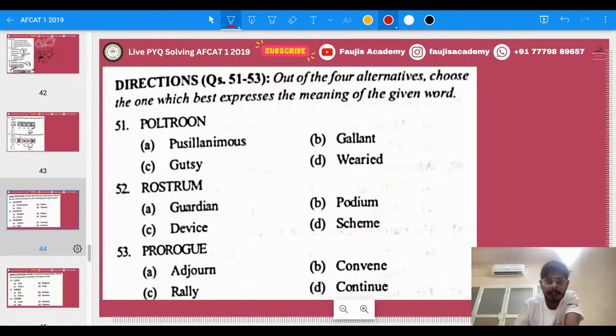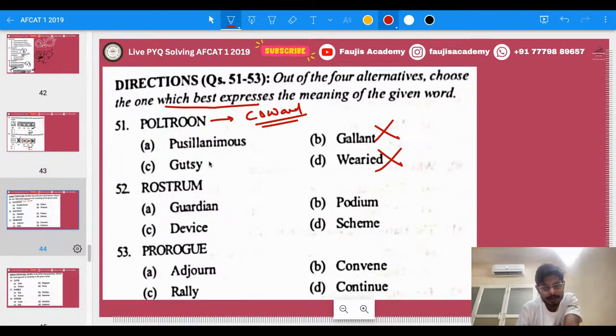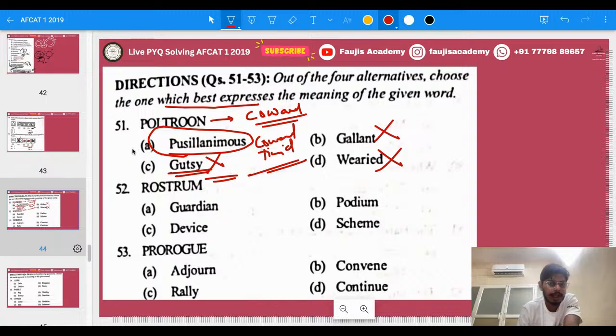51. Okay, poltroon. They have asked for the synonym. Poltroon means coward. Gallant is the opposite. Gutsy means courageous, that is wrong. Pusillanimous again means coward. Timid, somebody who lacks courage. So the synonym over here will be A.